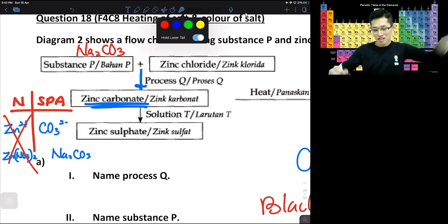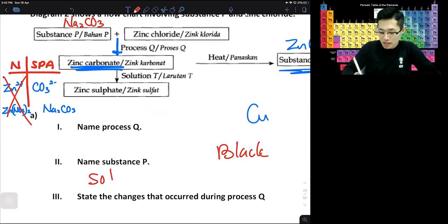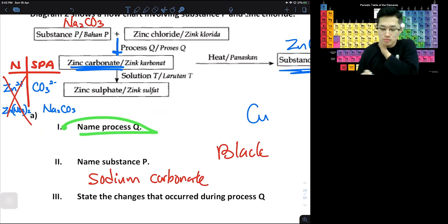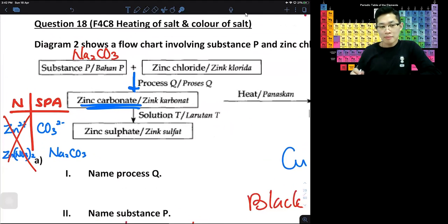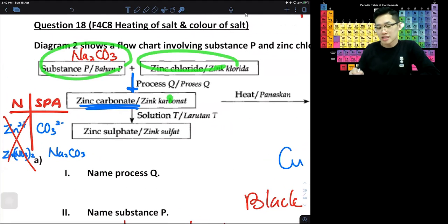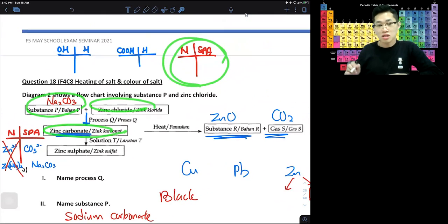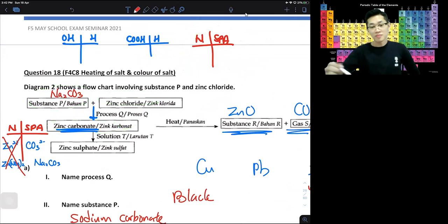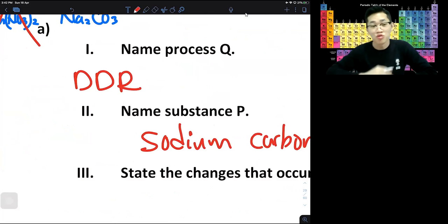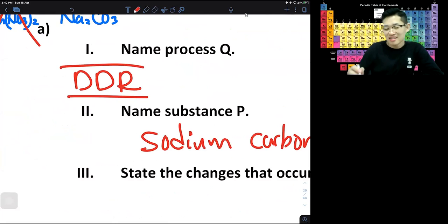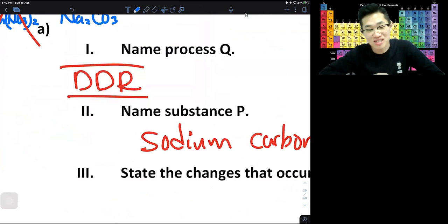Then now they ask you, okay, I write down the name first. Sodium carbonate. Name process Q. What is process Q? We are using Na2CO3 and zinc chloride to make this insoluble salt, zinc carbonate. Yes, very good. So the reaction is the double decomposition reaction, the DDR.